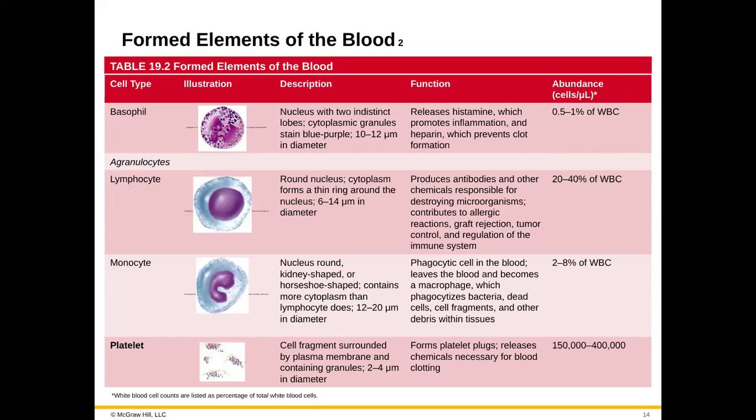lymphocytes. Monocytes: the nucleus is round, kidney-shaped, or can be horseshoe-shaped. I think monocytes are typically harder to distinguish because you can't necessarily tell from the nucleus, but they are significantly larger in size, which does help pinpoint a monocyte. They can go through phagocytosis. Cells in the bloodstream can leave the blood and become a macrophage, which can phagocytize bacteria, dead cells, cell fragments, and other debris within tissue. These contribute 2 to 8% of all white blood cells.